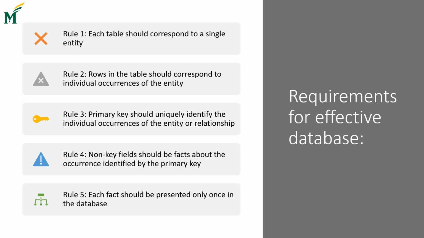Requirements for effective database. Rule 1. Each table should correspond to a single entity. Rule 2. Rows in the table should correspond to individual occurrences of the entity. Rule 3. Primary key should uniquely identify the individual occurrences of the entity or relationship. Rule 4. Non-key fields should be facts identified by the primary key. Rule 5. Each fact should be presented only once in the database.